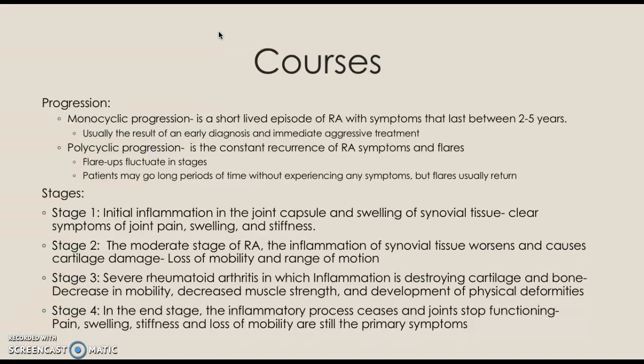Stage 3 is considered severe rheumatoid arthritis, in which inflammation is destroying cartilage and bone. So this results in decreased mobility, decreased muscle strength, and development of physical deformities. This is a stage in which you would start to see nodules and boutonniere or swan neck deformities.